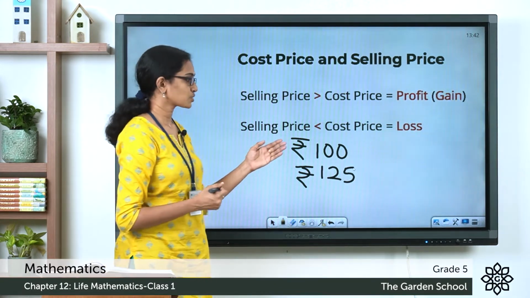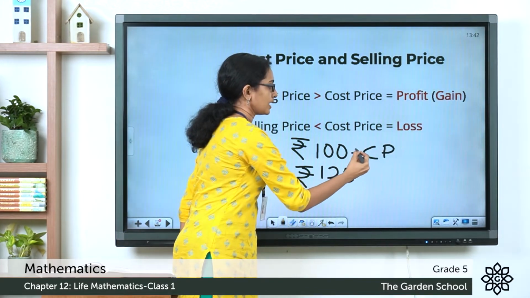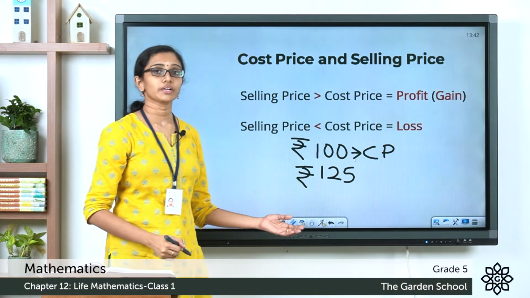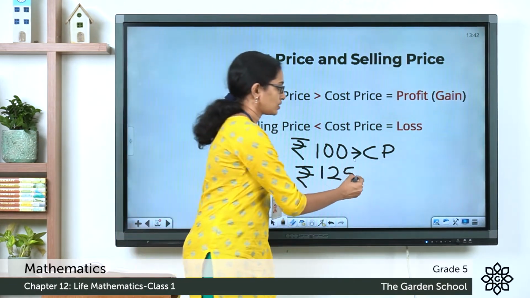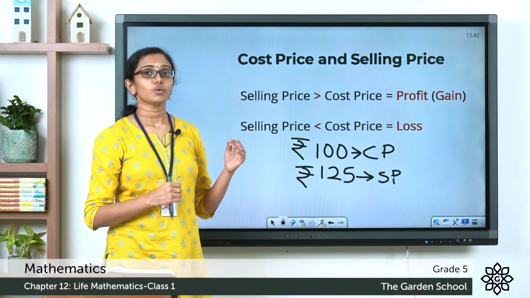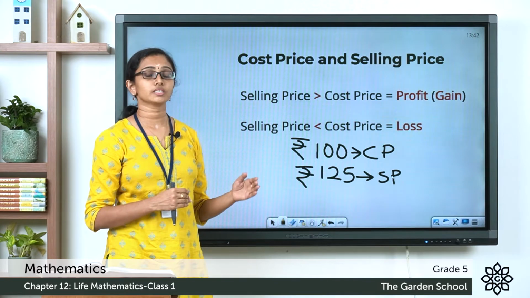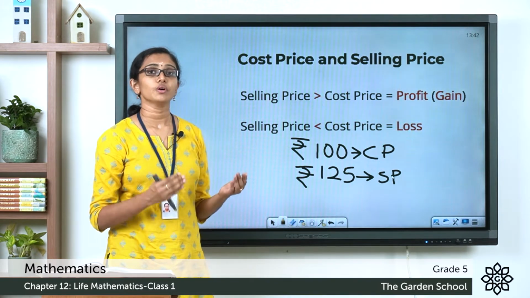So here this 100 rupees is my buying price or cost price and this 125 rupees is my selling price. You can see I sold it at a higher price. So when you sell something at a price higher than its cost price or its buying price, you are going to make a profit.